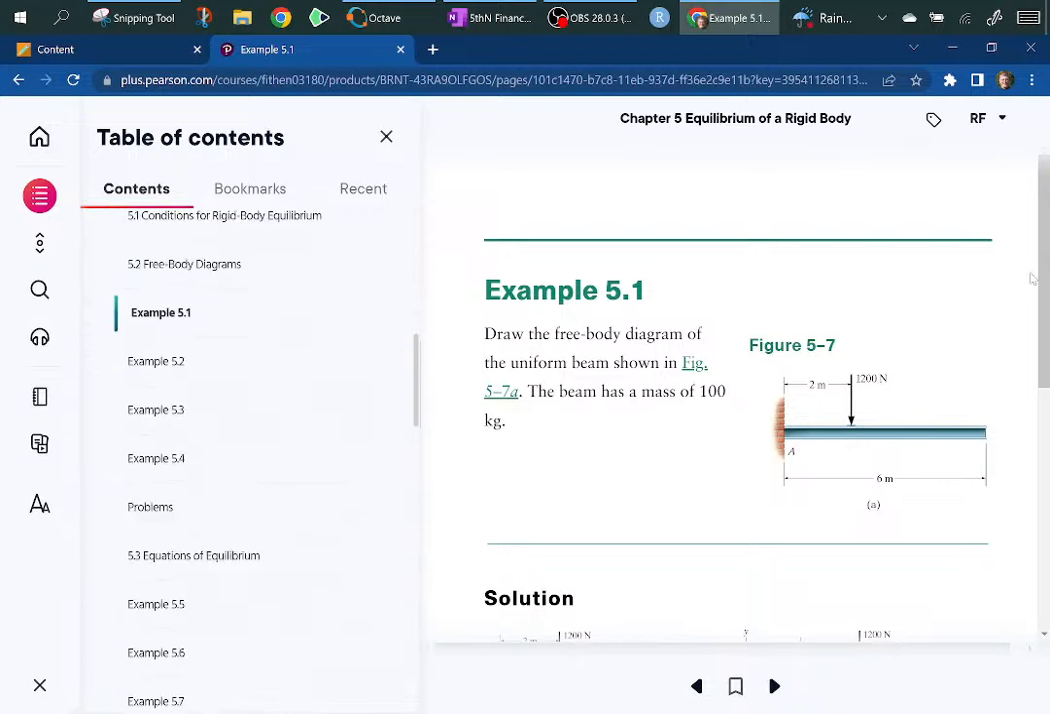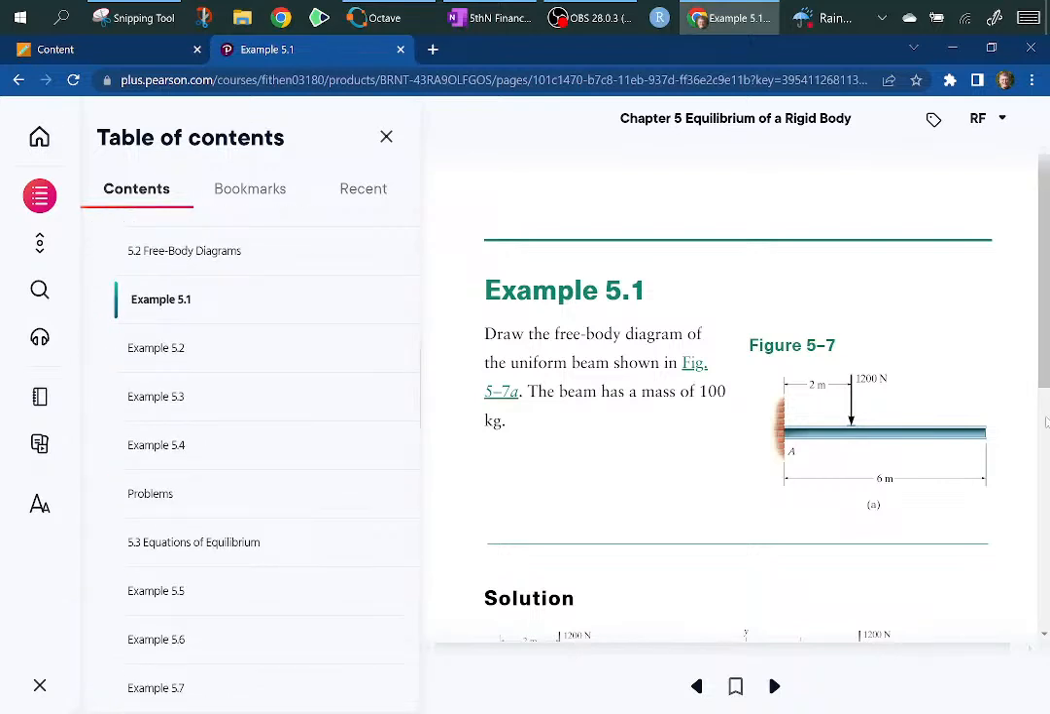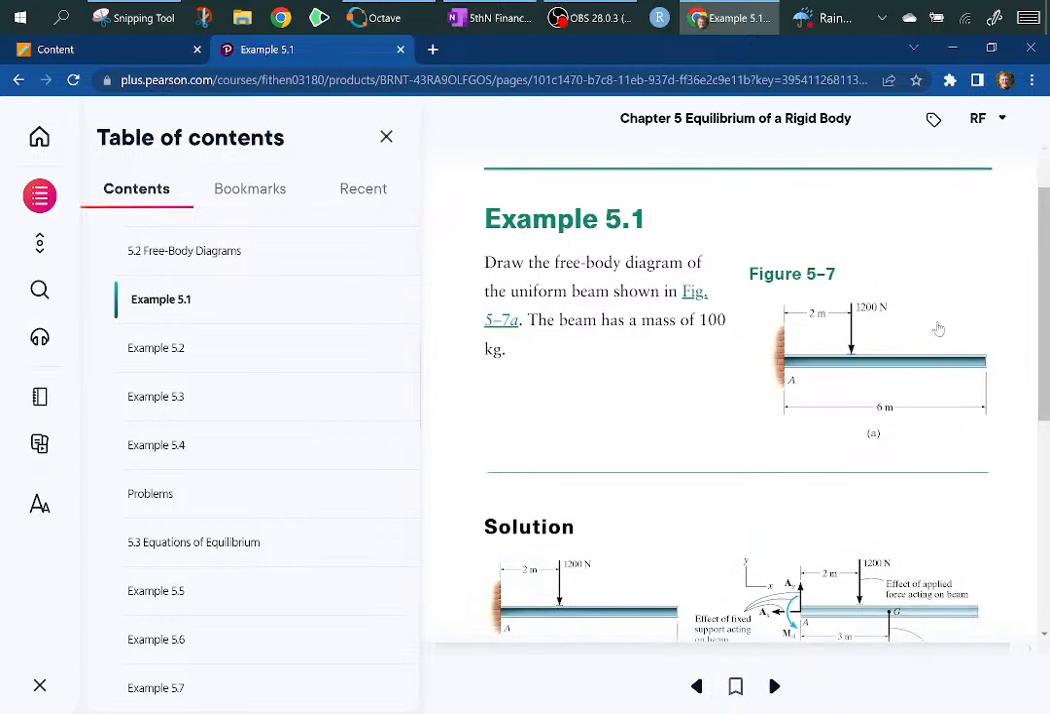I don't know why it's not paying attention to this side. There we go. Okay, I'm not sure what's going on.